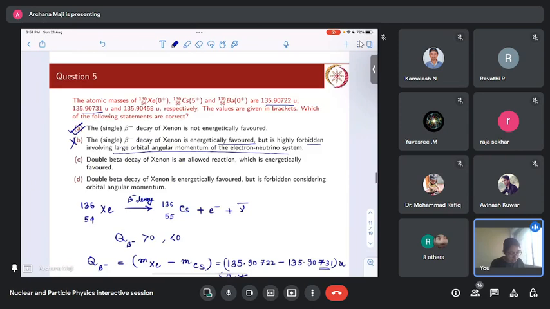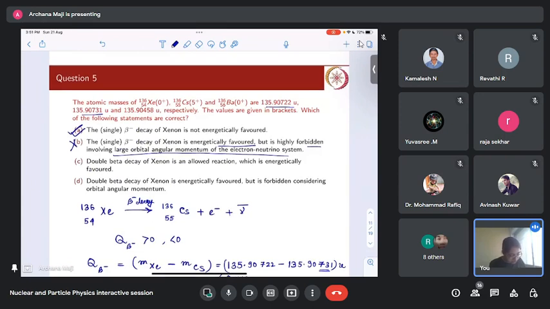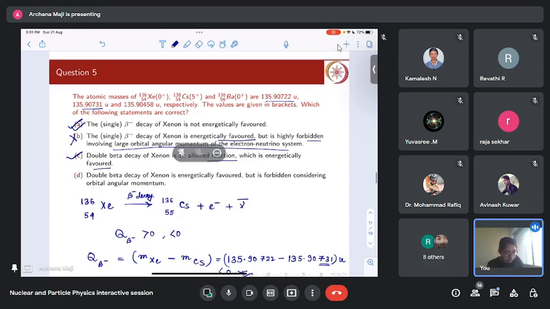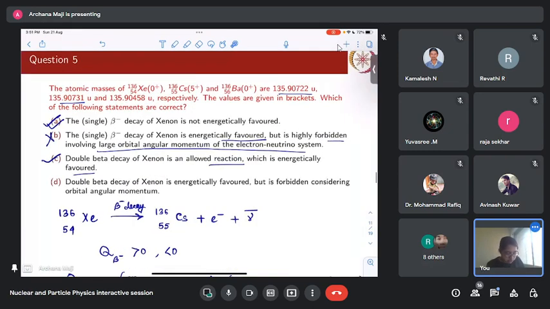So it is an allowed reaction. Double beta decay of xenon is an allowed reaction, and it is energetically favored. We are saying this from the question itself. In the question it is given that xenon has angular momentum 0 and parity plus 1. So the values given inside this bracket are nothing but I, P. I means the angular momentum and P means its parity.